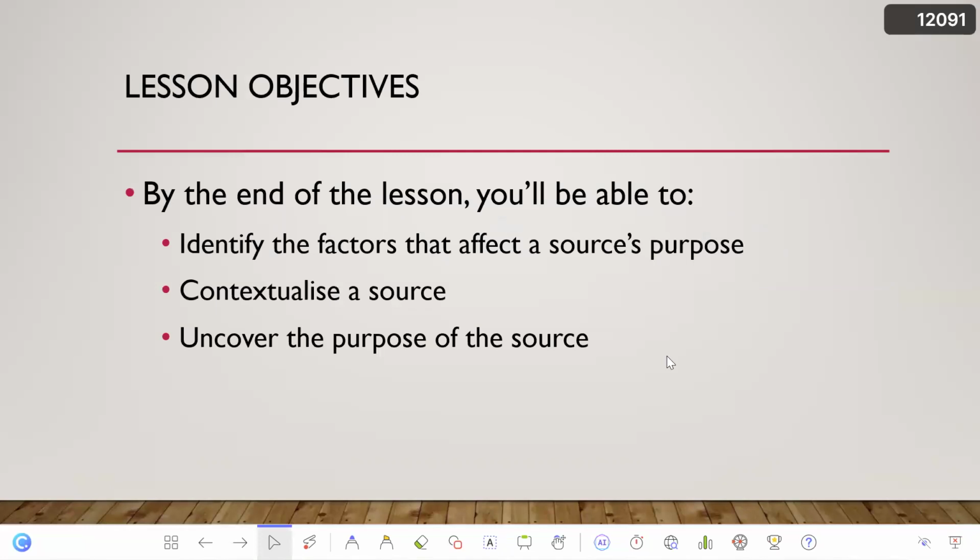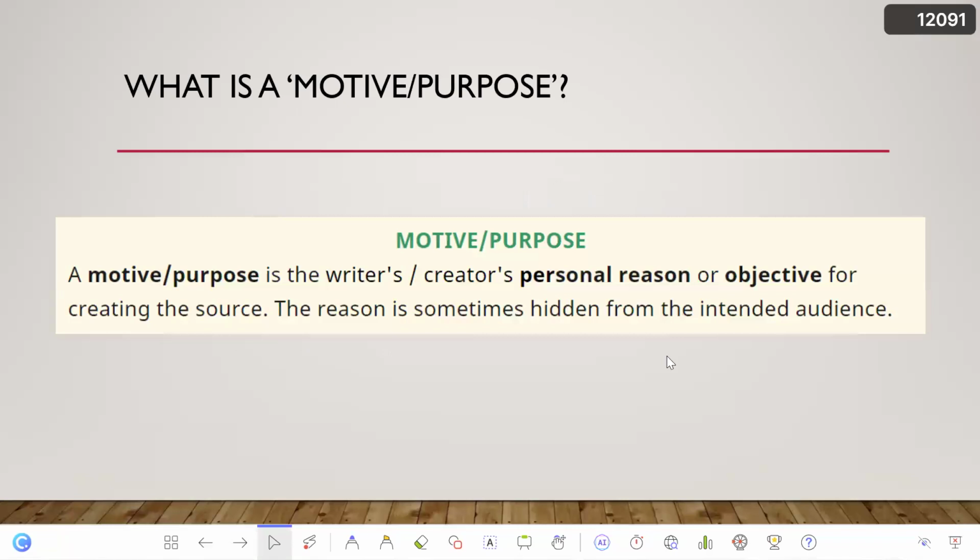Okay, so by the end of the screencast, you'll be able to identify the factors that affect a source's purpose. You're able to think about the source's context, and finally, based on all these components, you'll uncover the purpose of a source, okay? So please make sure that you follow this screencast with the worksheet that you've been given, okay? There will be some blanks, some keywords for you to fill in. So as you go through the video, please make sure you fill in the necessary blanks, okay?